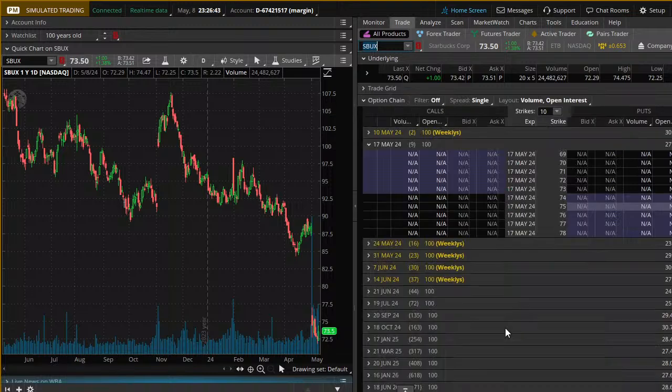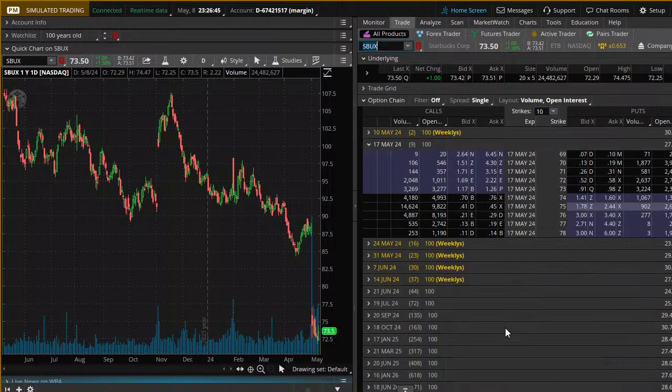SBUX, Starbucks. First thing I want to see right there, 73.51. The 74s, 70 cents, not quite 1%. So it wouldn't make my list to jump in at this moment in time. However, I already own it. I own it at 88. Okay, so let's take a look at the chart.